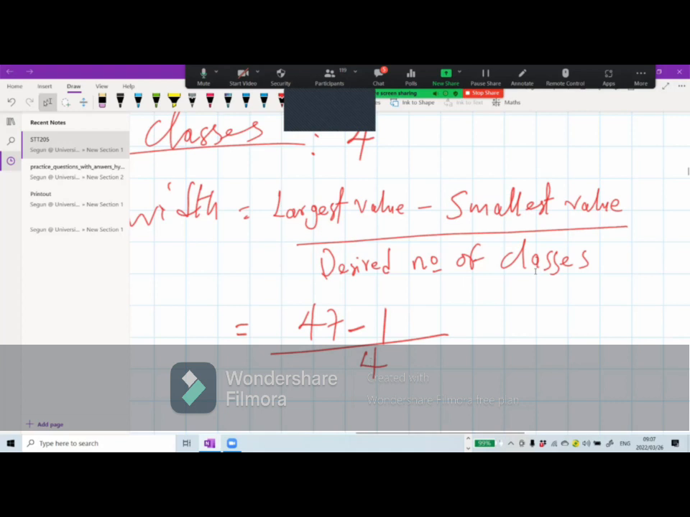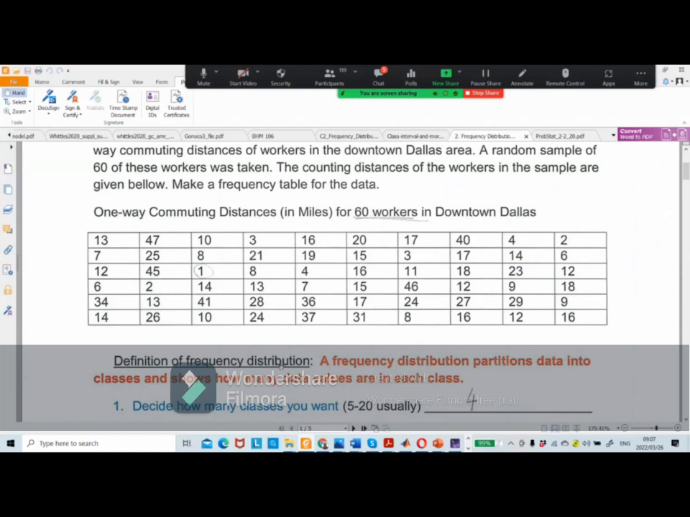Now, class width is very simple. The largest value minus the smallest value, divided by the desired number. Where do we have the largest value? From the data set you have. Remember, the data set in this case is from this table. They did a sample, like they asked you to go and collect data from people. They said one-way commuting distances in miles for 60 workers in downtown Dallas.